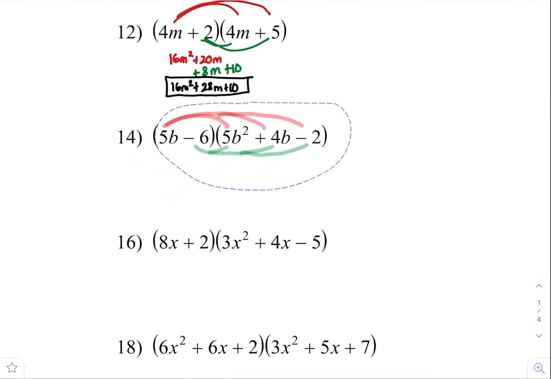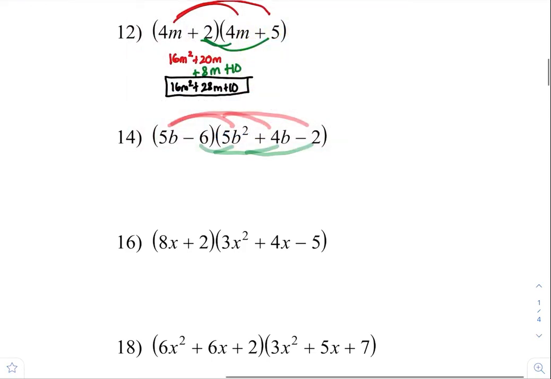14. 5b times 5b squared, you guys, is 25b to the third. 5b times 4b, you guys, is plus 20b squared. 5b times negative 2, guys, is negative 10b. Now we're at the green. Negative 6 times 5b squared, you guys, is negative 30b squared. Negative 6 times 4b is minus 24b. Negative 6 times negative 2 is positive 12.